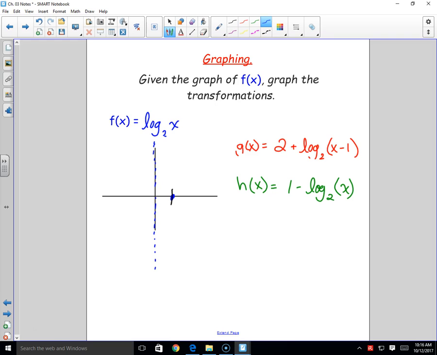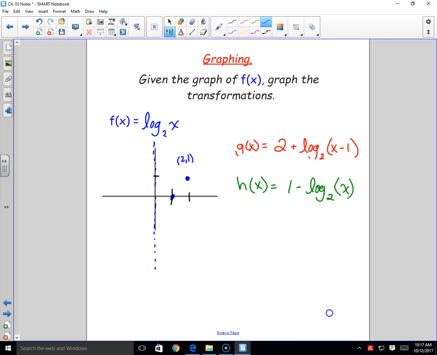Is there anything else easy for a log besides when x equals 1, 0? What if x was 2? What power of 2 is 2? If this was log base 3, I would use 3 instead. If it was log base 4, I'd use 4 instead. But whenever you have the base and the argument match, the answer will always be 1. So you can find another point pretty easily.